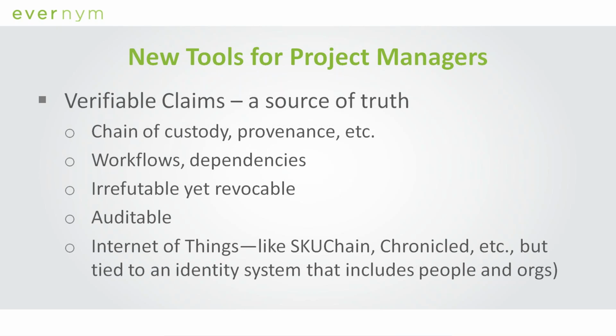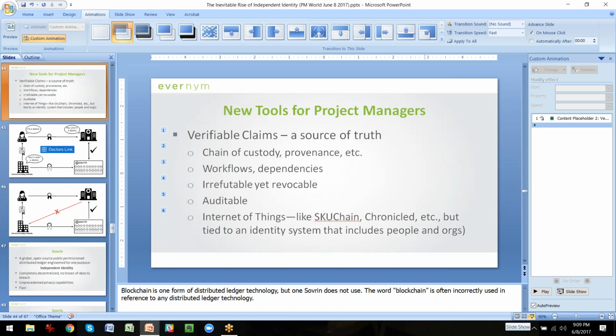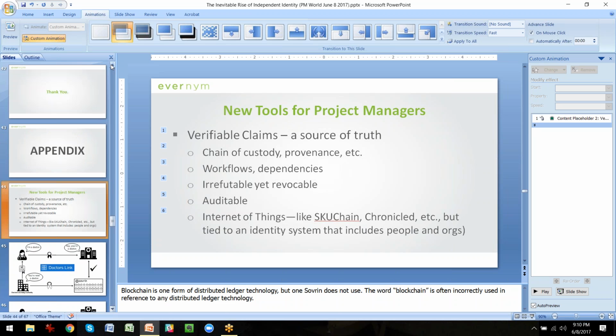And of course, the Internet of Things. And there are some companies like BlockChain and Chronicled. But what we're doing that we're super excited about is we've tied this verifiable claims capability to an identity ledger that respects privacy. And it's available to the whole world as a global public utility. So with that, I'm done. I've gone past my appendix and talked a little bit about some use cases and verifiable claims, and I open it up to any questions at all.